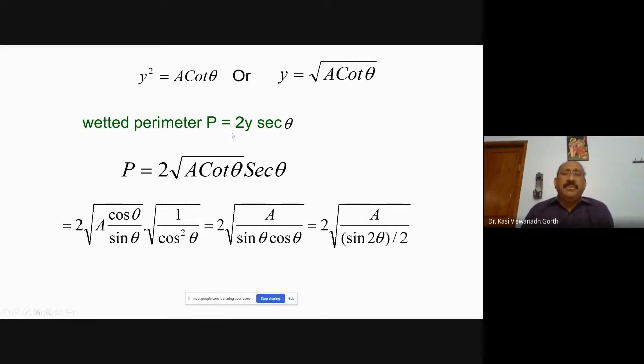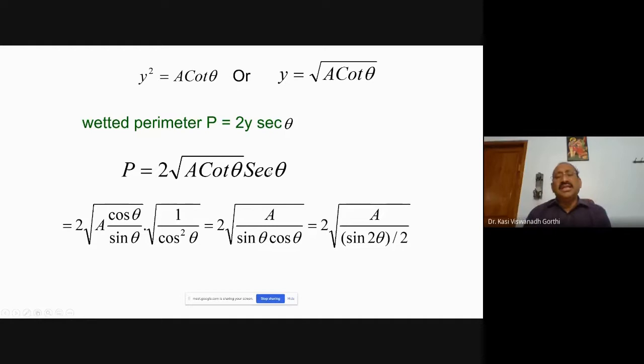Wetted perimeter P will be 2y secant theta. Substituting that, wetted perimeter P will be equal to 2 into square root of A cot theta into secant theta. So 2 into square root of A into cot theta, cos theta by sin theta, into secant theta, which is 1 by cos theta.